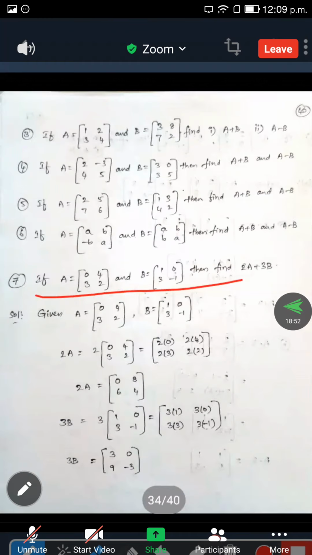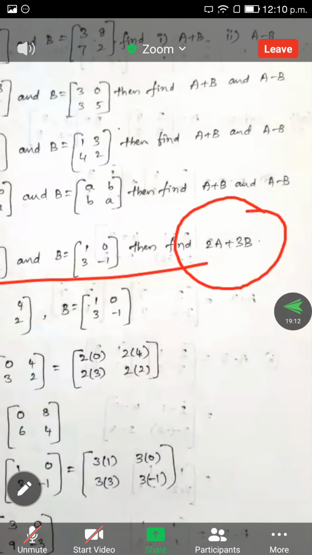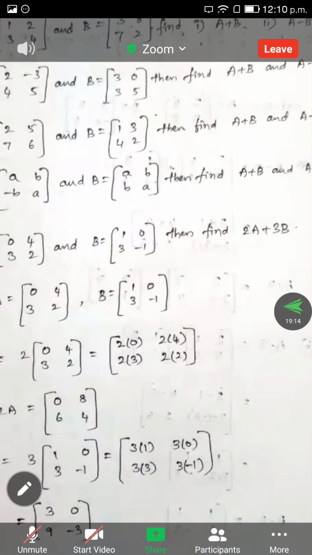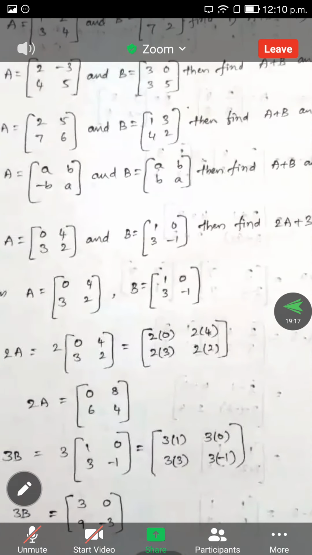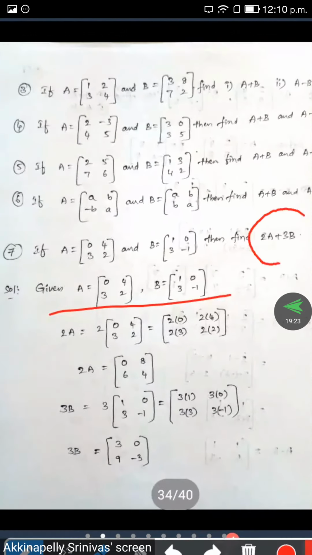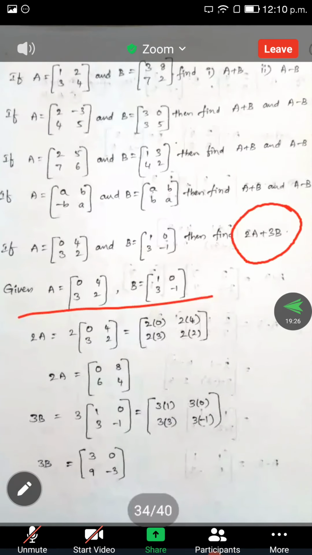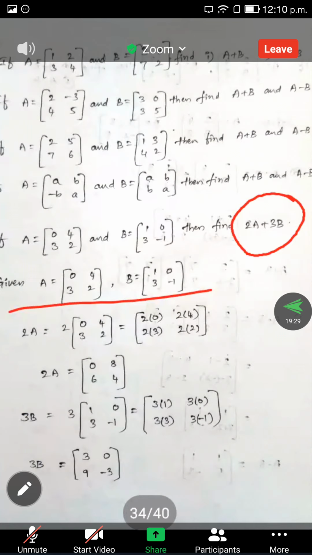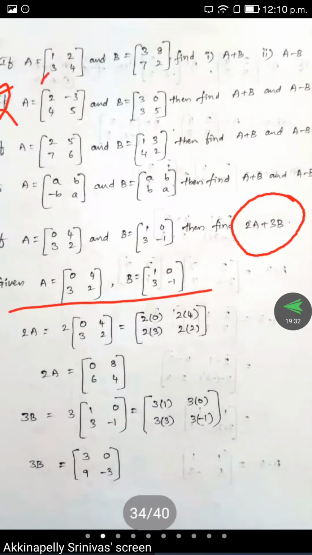If A equals 0, 4, 3, 2 and B equals 1, 0, 3, minus 1, then find 2A plus 3B. Before addition, A is multiplied with a scalar 2 and B is multiplied with a scalar 3, then add both. First of all, write the given matrices. Then we have to find 2A plus 3B. Before that, we have to individually find 2A and 3B first. What is 2A? 2A means 2 into A.